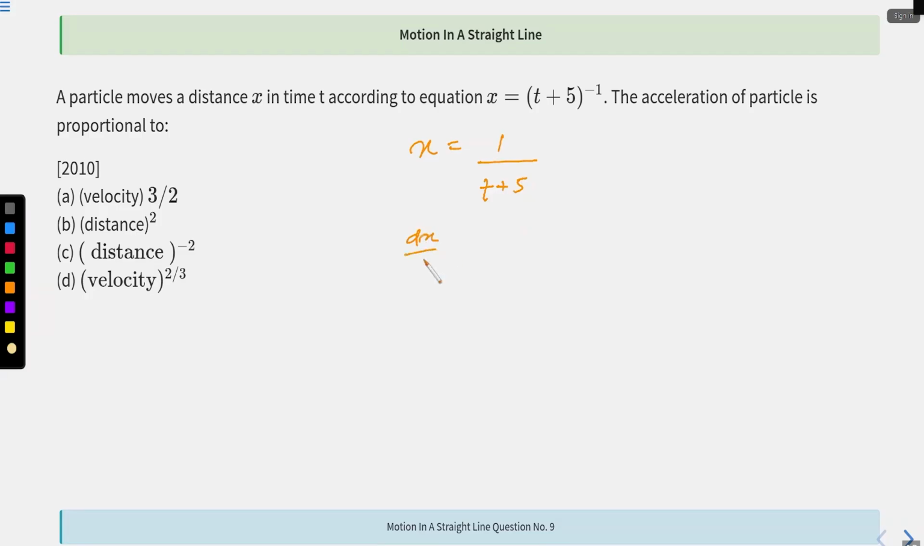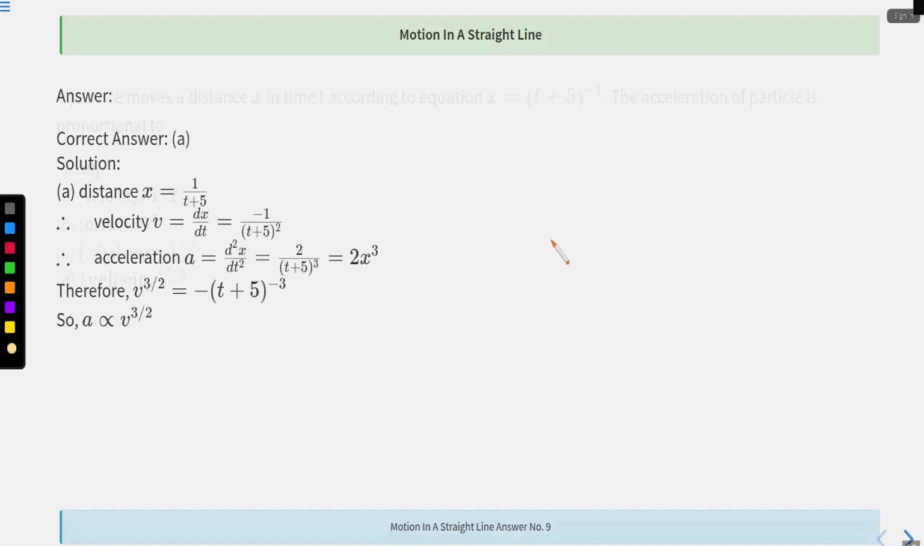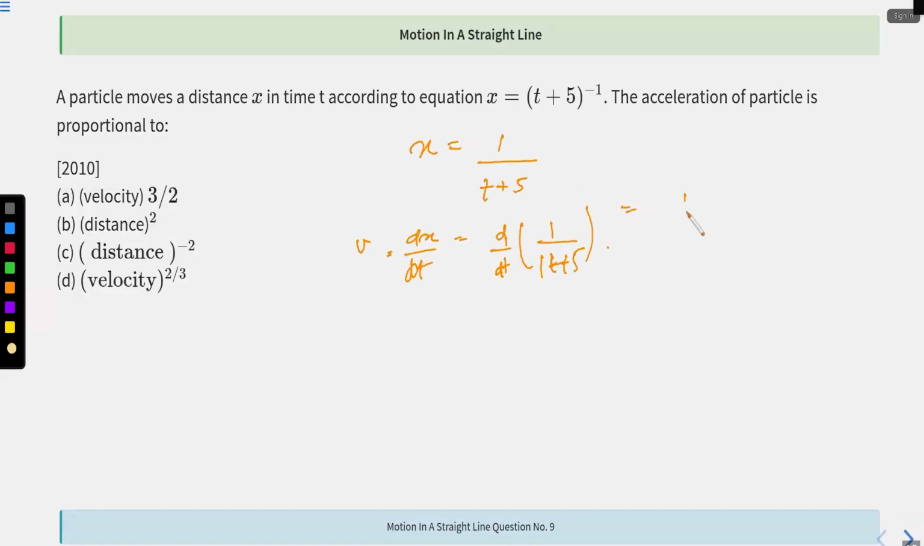So dx by dt. First, we need to calculate velocity, right? This will be nothing but d by dt of 1 over t plus 5, which is minus 1 by t plus 5 whole square. Correct?